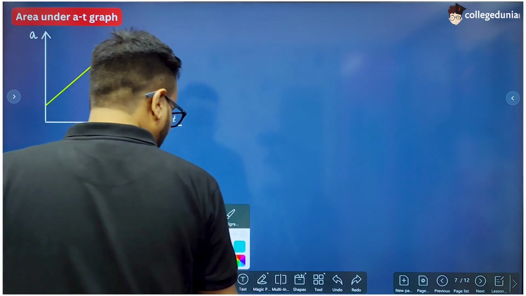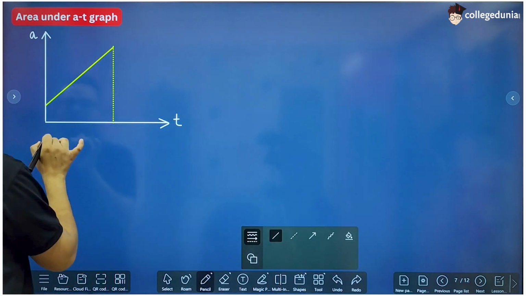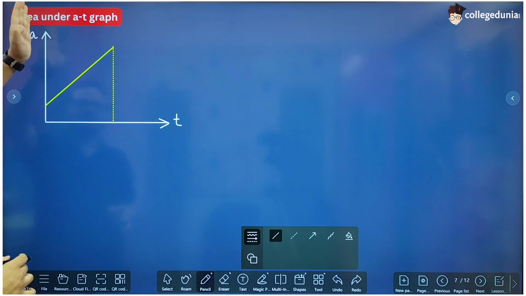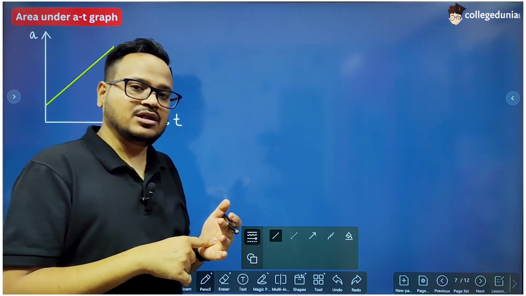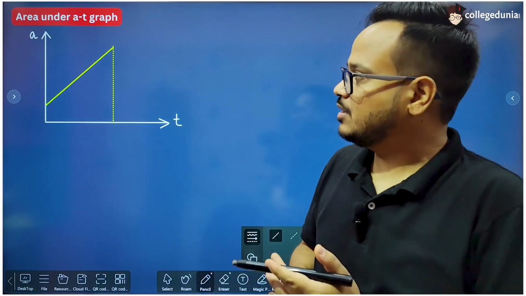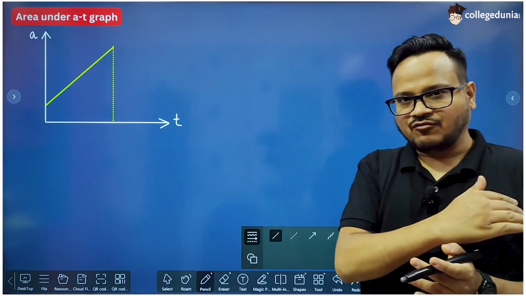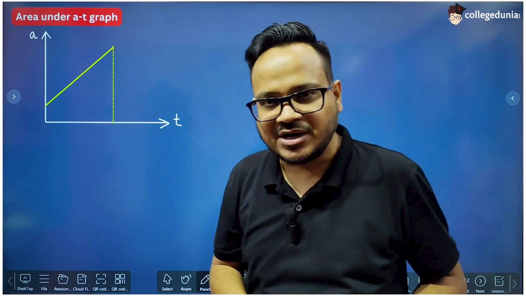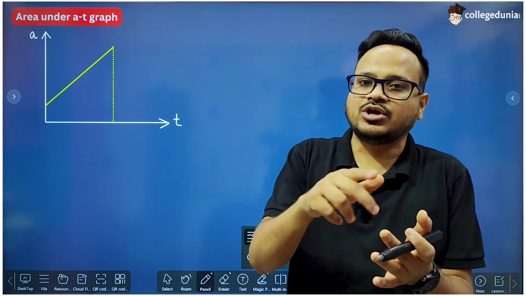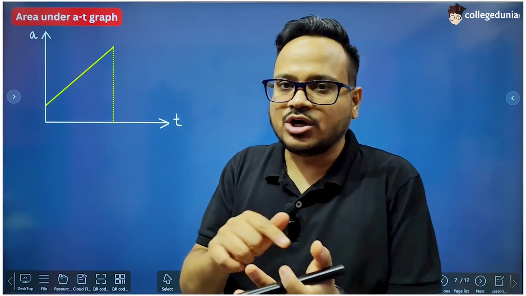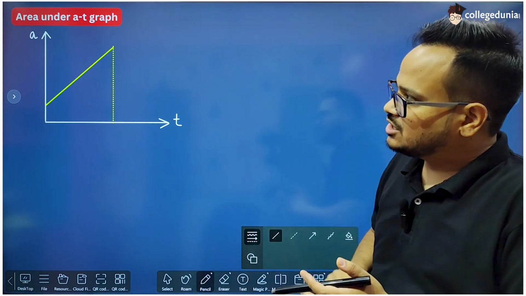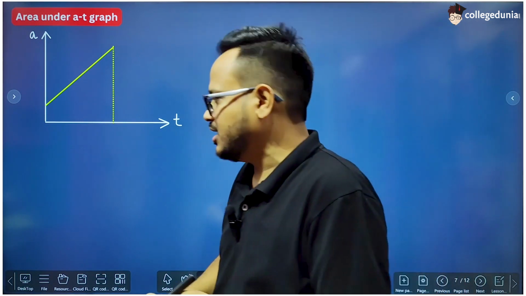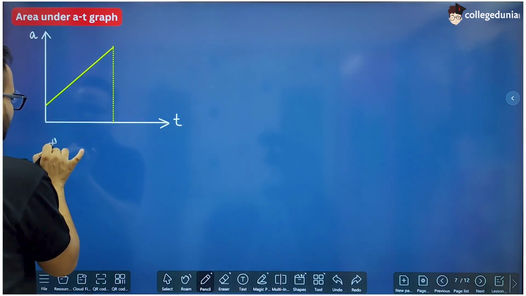So what is the general funda? If we want to find that quantity which is the product of y and x, then that is going to be the area under the graph. For example, if we have a velocity time graph, the product of velocity and time is displacement, so the area under the velocity time graph is going to be displacement. Since this is an acceleration time graph, what is the product of acceleration and time?